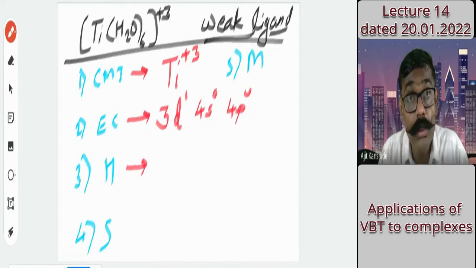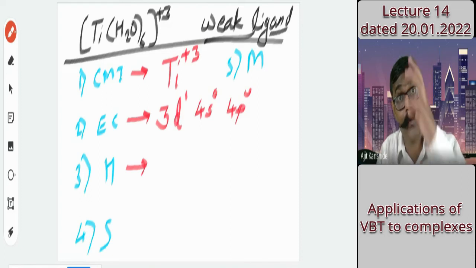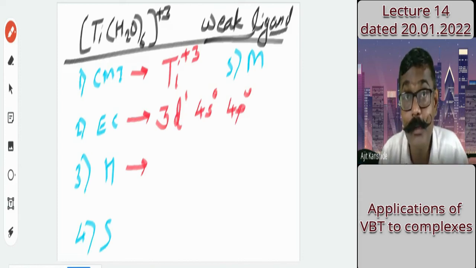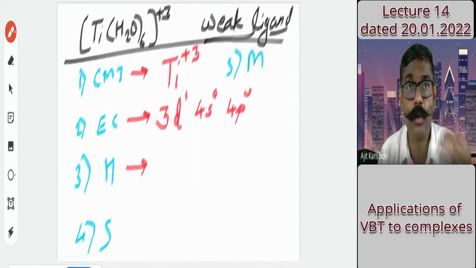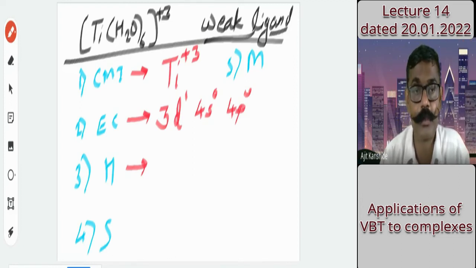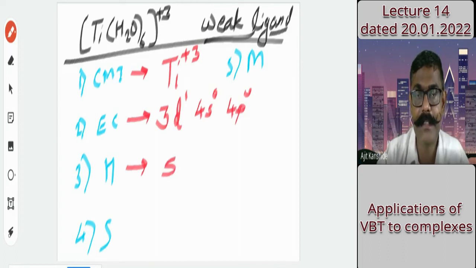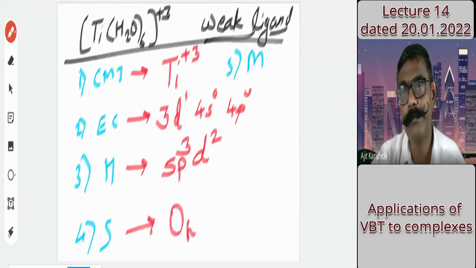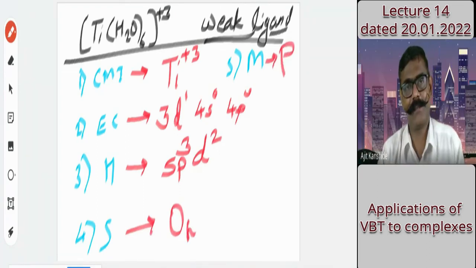sp3d2. Even though inner orbitals are available, 3d orbitals are vacant there. Even though, since it's not a close guest, not a close relative, a veranda situation, the outer orbitals, the outer rooms will be made available. So hybridization is sp3d2 and structure is octahedral. Magnetic property? Paramagnetic. Yes.